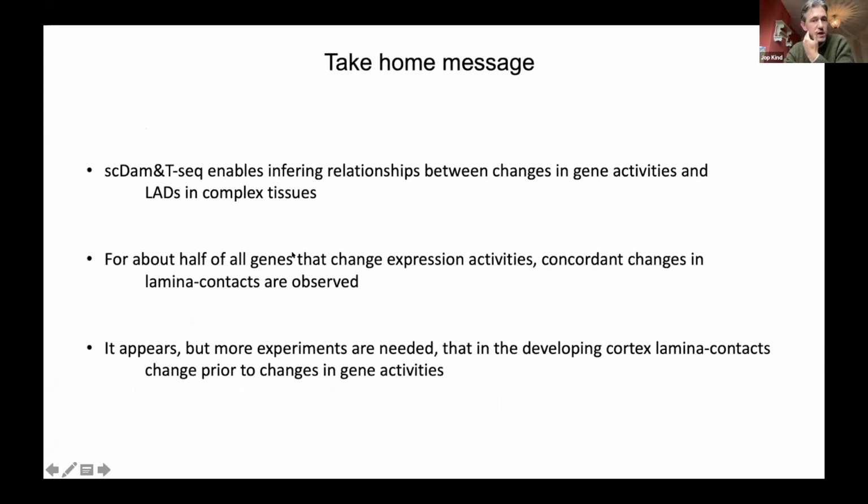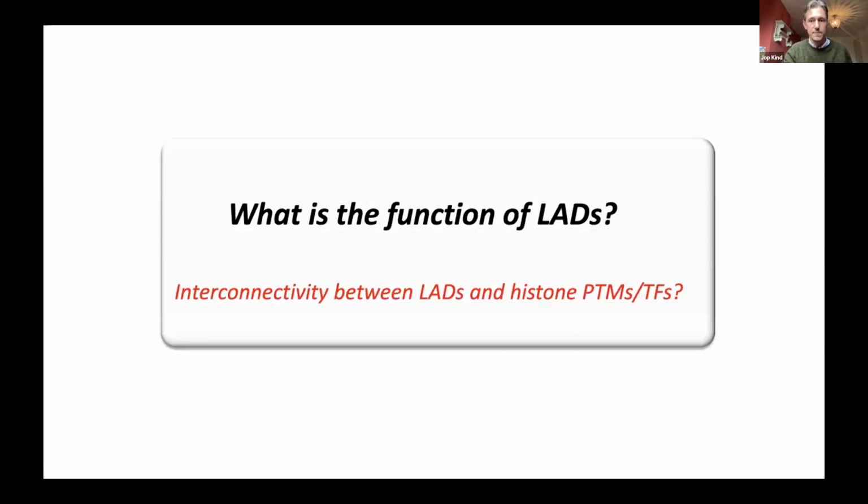What's interesting to note is that for about half of the genes, so I told you there are 500 genes that are differentially expressed, half of them have a corresponding change in spatial positioning, which implies that spatial repositioning is important in regulating gene activities in whatever form. And it appears, but more experiments are needed, that in developing cortex, lamina contacts change prior to change in gene activities. But this we're investigating currently further.